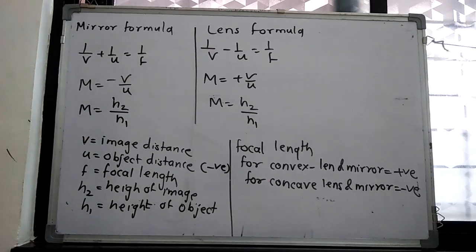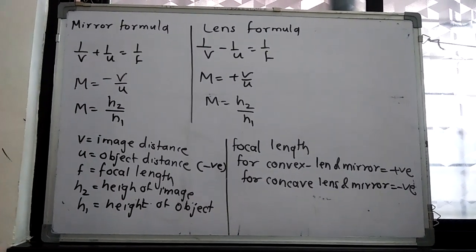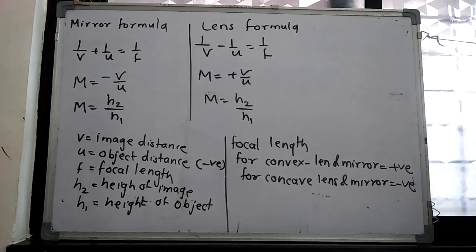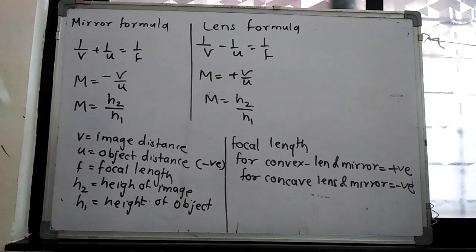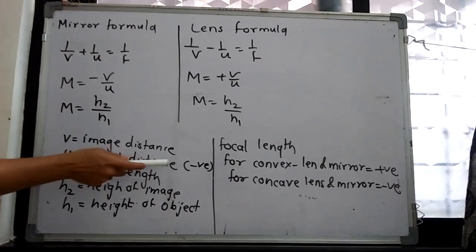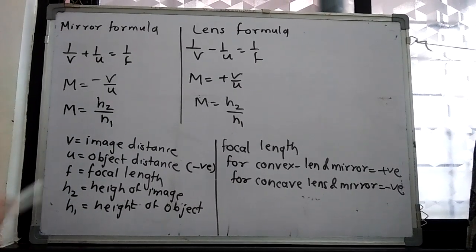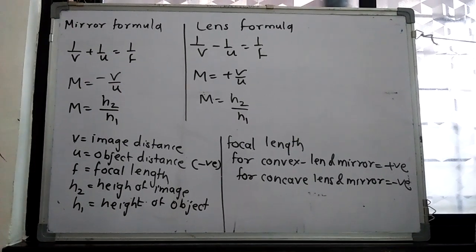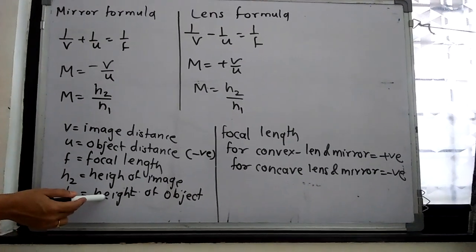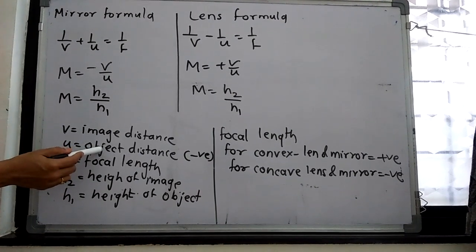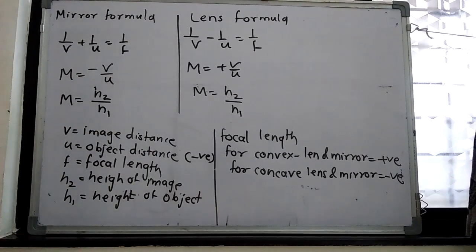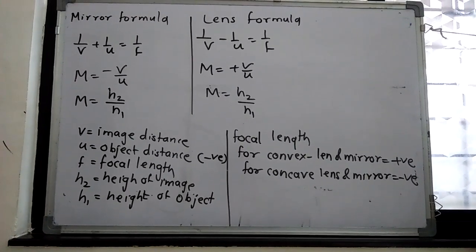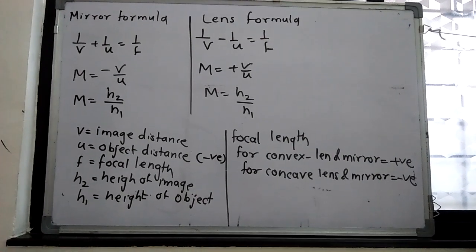So this is the most important part to solve the numericals, and while solving the numericals we have to keep the sign convention properly. For solving all the numericals we always keep the object to the left side. So object distance is always taken as negative, and height of the object is positive. We keep the object in front of the mirror or the lens, so height of object is always positive, but object distance is always negative. And most important is focal length. Focal length sign should be taken properly. For convex it is positive, and for concave it is negative.